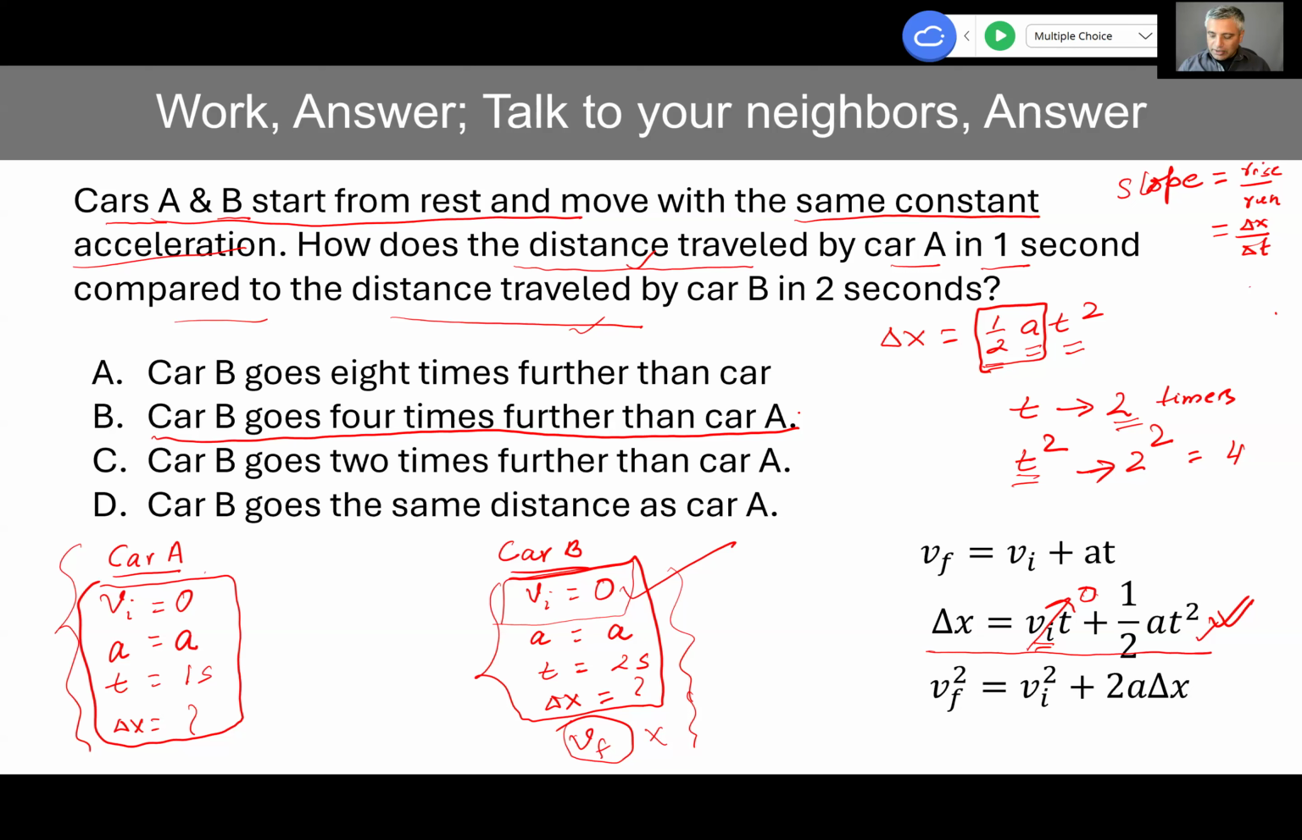Okay. And if you want to do it for both cars, yes, you can do it. So let's do that one as well. So for A, let's write down this equation for car A. Displacement for car A is half A. We don't know A, but we know t for A, which is 1 squared. So it is simply half times A, isn't it? So now for B, let's repeat that for B.